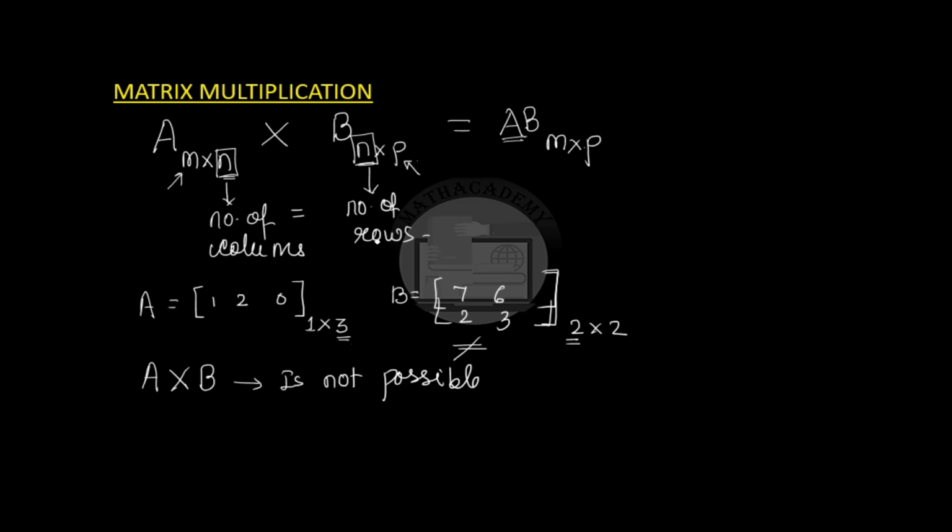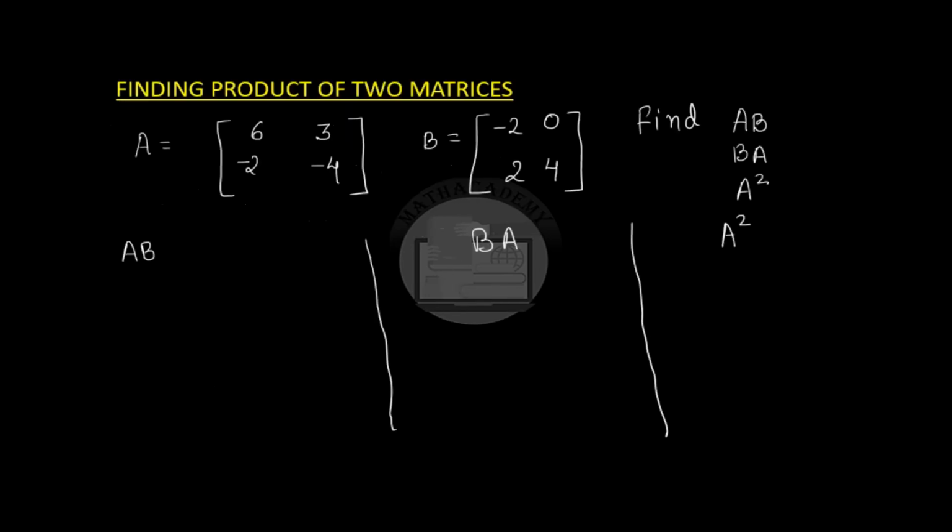Now, if the number of columns of the first matrix and the number of rows of the second matrix become equal, then how do we perform the matrix multiplication? Let us see this through an example. We have a matrix A given here, matrix B, and we have to find the product: AB, BA and A square. Let us see this one at a time.